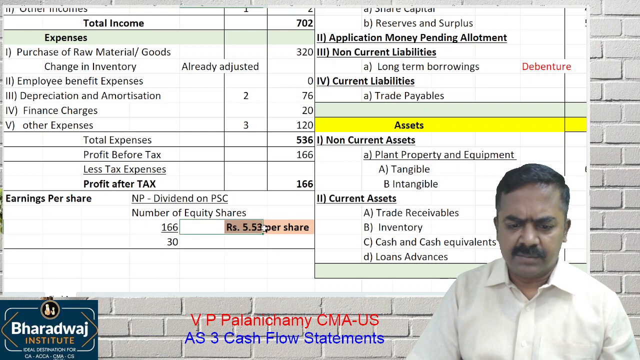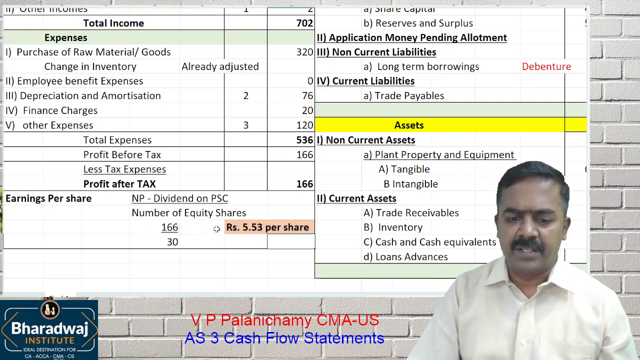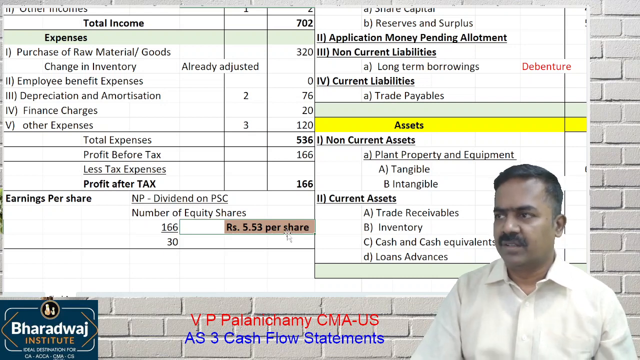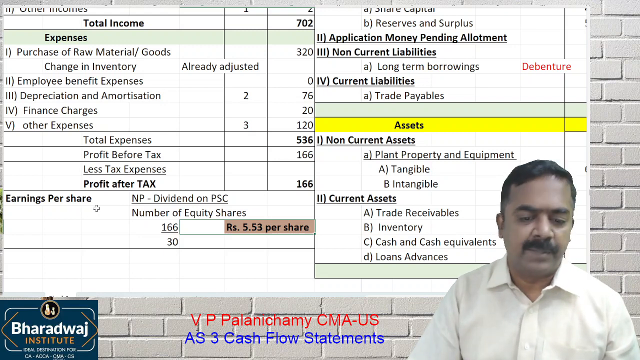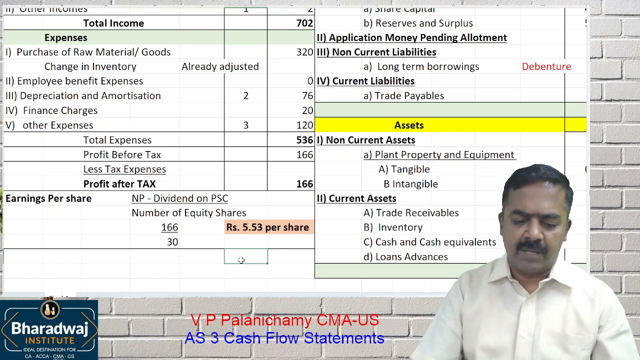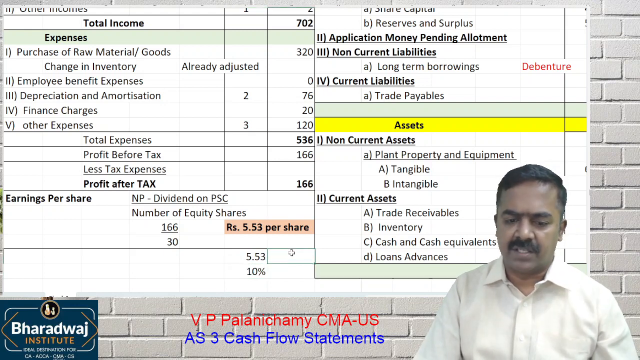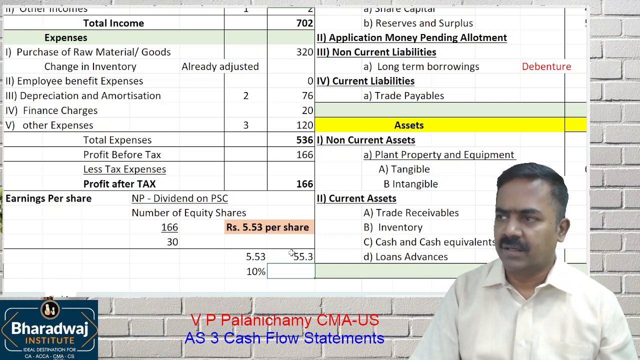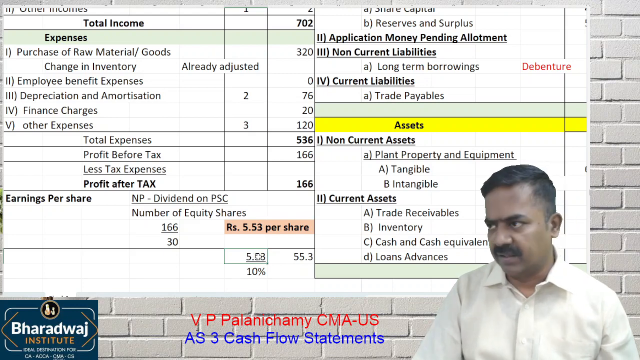Based on earnings per share, the market price of the shares is determined. If EPS is more, market price will be more. What is EPS? Earnings per share. For every one share, how much does the company earn? If the company is earning like 5.53 rupees, and the shareholder expects about 10% return, he will pay 5.53 divided by 10%, that is 55.3 rupees. He will be ready to invest in the share market. You invest 55.3, you get 10% return, that is 5.53.